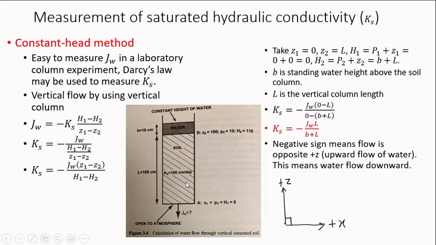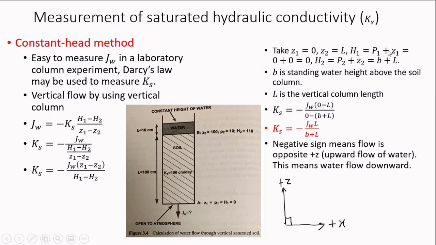We can try to replace the variable with a symbol. Take Z1. Z1 equals 0 because it's a reference point. So Z2 is L. Z2 is here, the vertical length, the height, which is L. So we take Z2 as L.